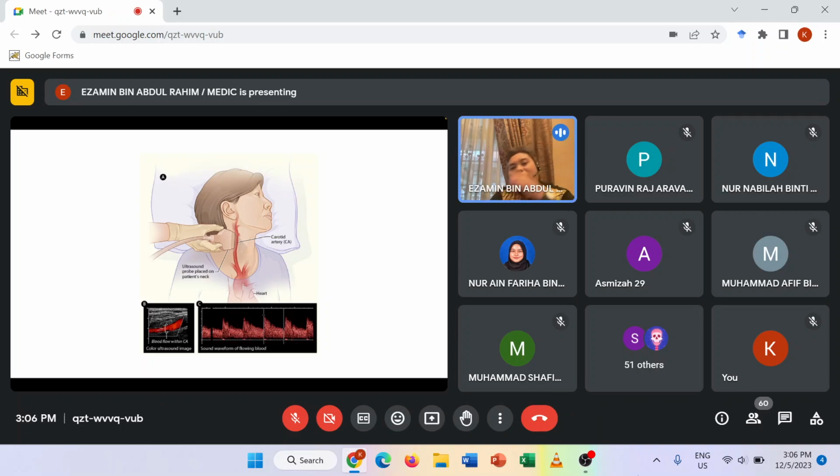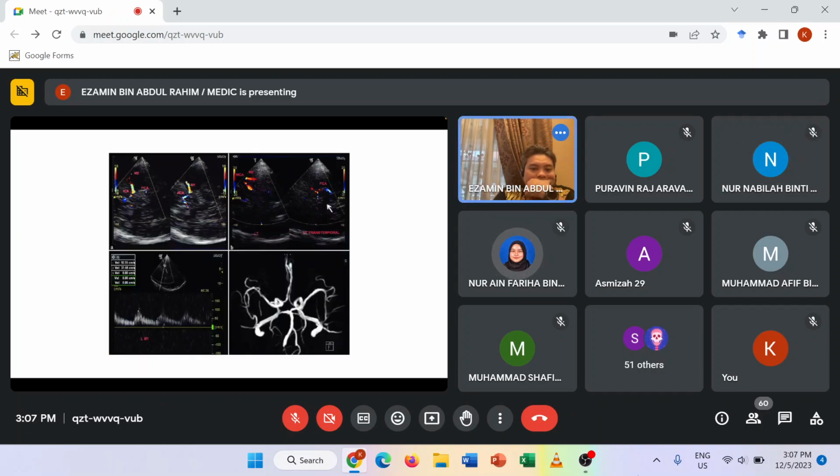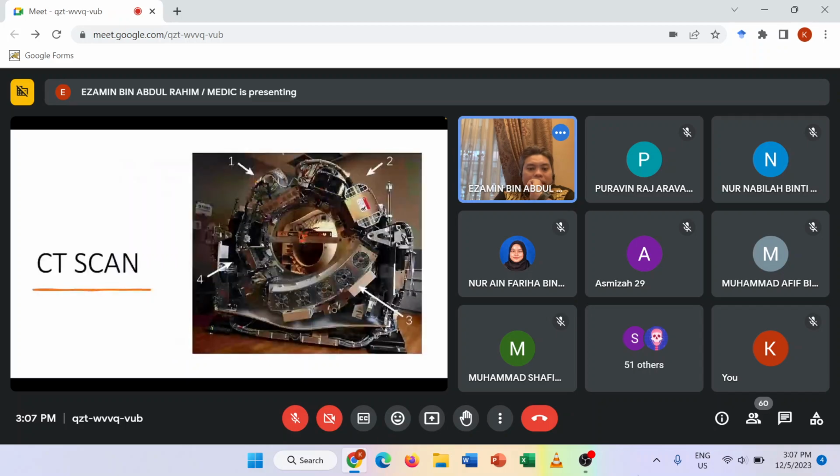Are you all okay? I'm just talking, okay? Okay, this one is what we call transcranial Doppler. It's also used in UPM, but not by me. This one is normally done by the neurologist.